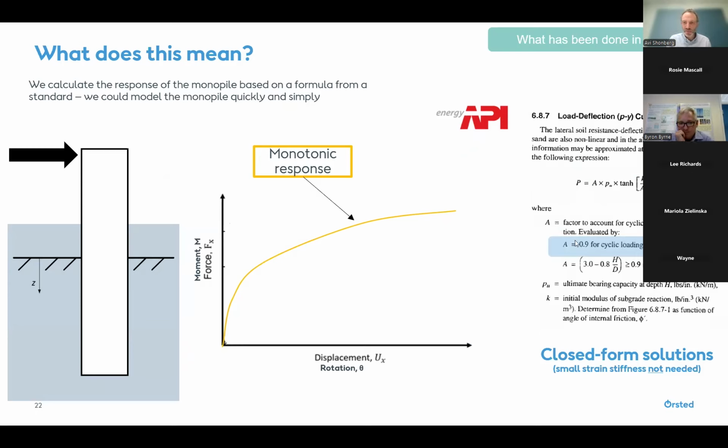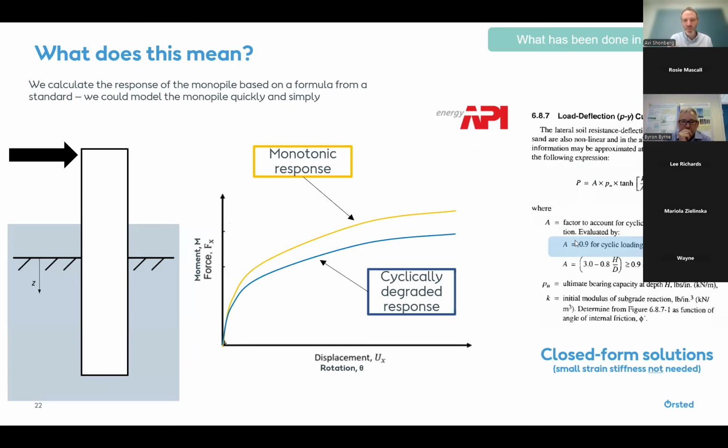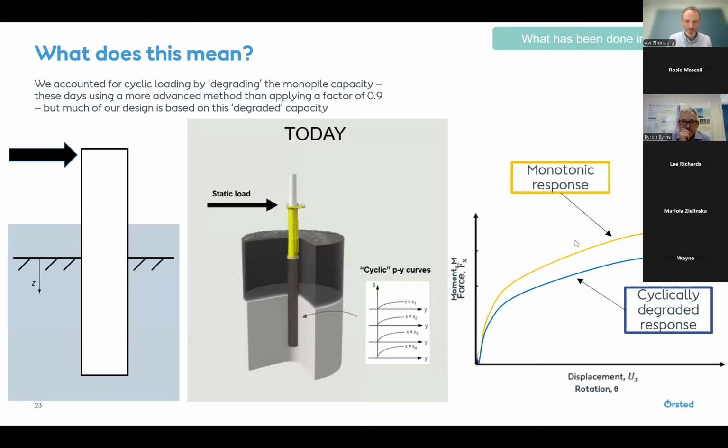And that's that if you look at here, right in the front of the formula, there's this A factor, this factor to account for cyclic or static loading conditions. So if it was cyclic loading conditions, we had a factor of 0.9 put on our response, which meant we weakened our response effectively. Now, this meant a reduction in the capacity, but also had a significant effect on how we designed the monopiles. And so what we did was we actually applied a static load and then had some cyclic PY curves to account for this cyclic loading that was happening.